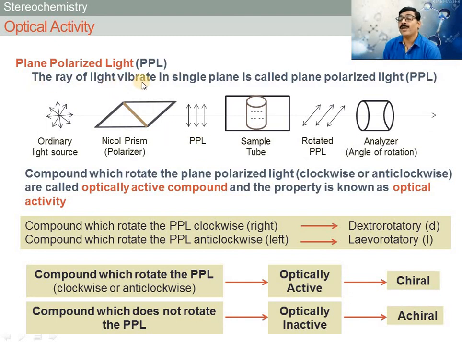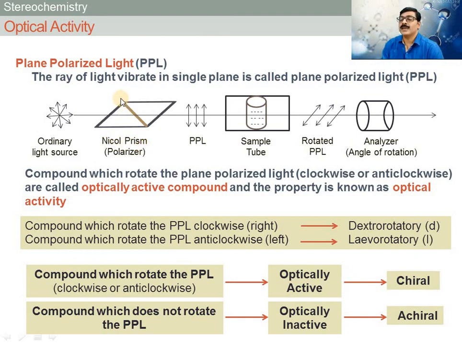Means the ray of light vibrates in a single plane. Such light is called as plane polarized light. Now let us see in the diagram. Now here I am taking the ordinary light source. Its rays are vibrated in all directions, and if this ray of light is incident on the polarizer. Now the polarizer is made by using the Nicol prism.